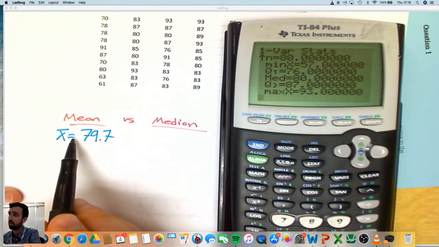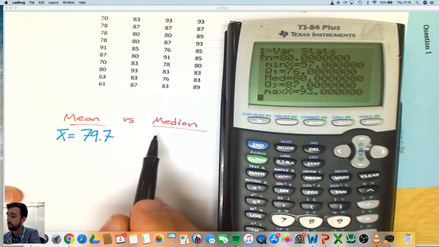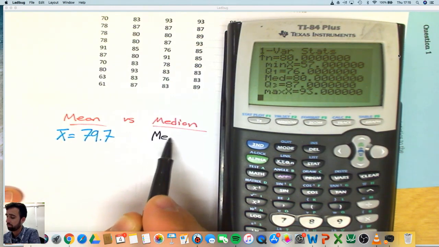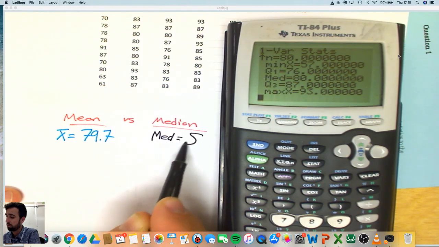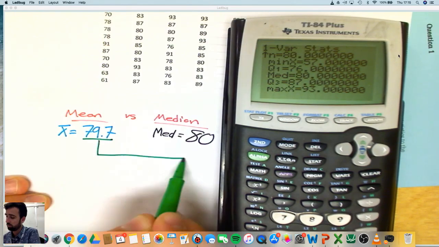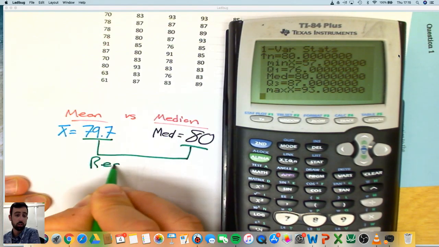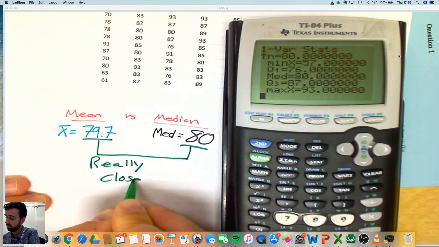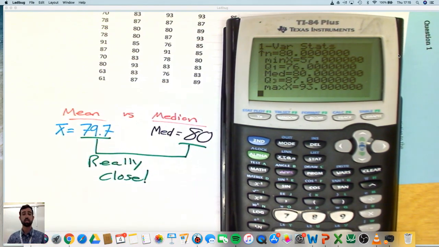So if you notice, my mean was 79.9. My median was 80. Those two numbers are really close, which gives us evidence that this is roughly symmetrical, roughly normal, which means we could use the z-score to get percentiles and all that jazz. That was one way to check it. That was the last way we said, mean versus median.